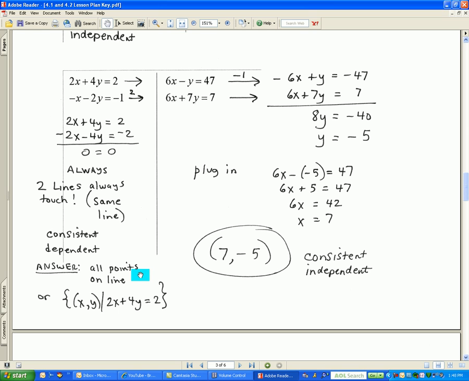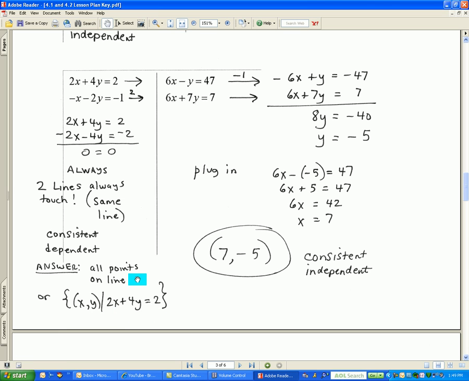Do not write all real numbers. This is not a number line you're dealing with here, okay? You're in two dimensions. So your answer can either say all points on the line, or you can write it in set builder notation as the set of x comma y, which is an ordered pair, such that, and then you write the equation of the line.